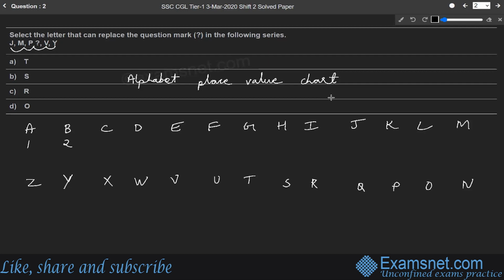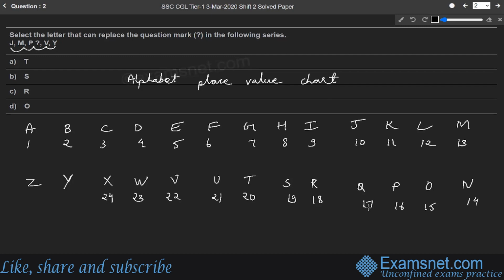So the numbers will be 1, 2, 3, 4, 5, 6, 7, 8, 9, 10, 11, 12, 13, 14, 15, 16, 17, 18, 19, 20, 21, 22, 23, 24, 25, and 26. You can see that we have written positional value of all the alphabets, right? Now, this is the basic concept that we have to use, that is alphabet place value chart. Now, coming to the solution of this question.